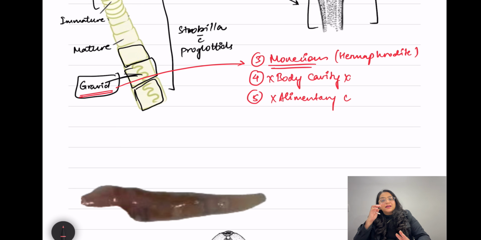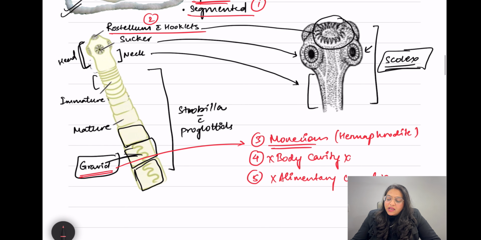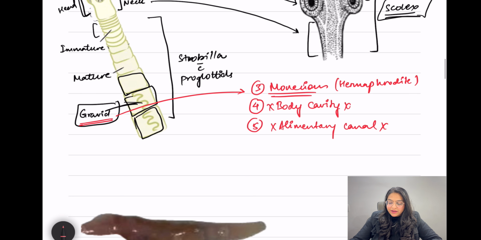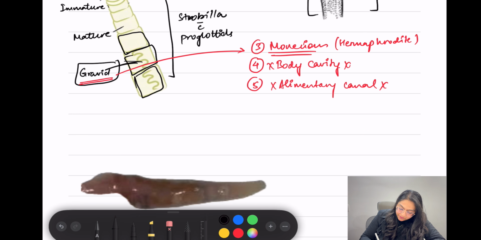So basically 3 classes: cestodes, trematodes, nematodes. You have to remember 3 into 2, 6 differences. So out of the 6 differences, we can sum up the 5 right here. Tape-like and segmented body, rostellum with hooklets, sexes are not separate, body cavity is absent, and alimentary canal is also absent. Simple. Let's move on to trematode now.